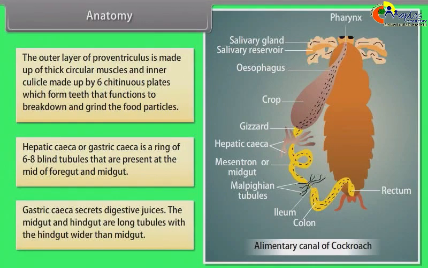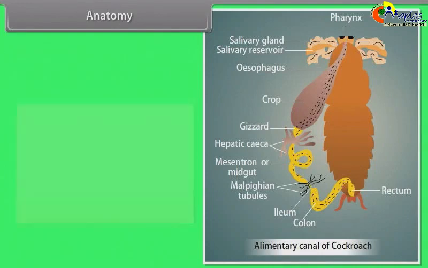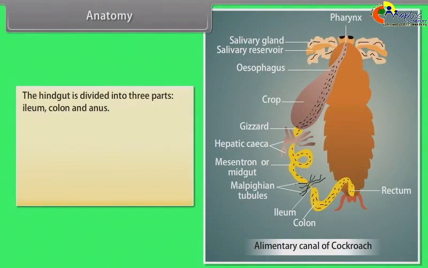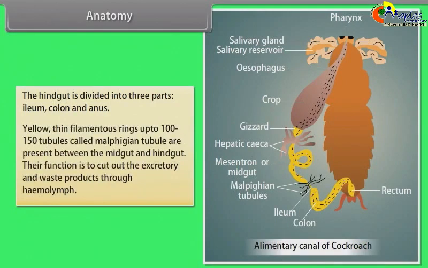The midgut and hindgut are long tubules, with the hindgut wider than the midgut. The hindgut is divided into 3 parts: ileum, colon, and rectum. Yellow, thin filamentous rings of 100 to 150 tubules called Malpighian tubules are present between the midgut and hindgut. Their function is to remove the excretory and waste products from the hemolymph.